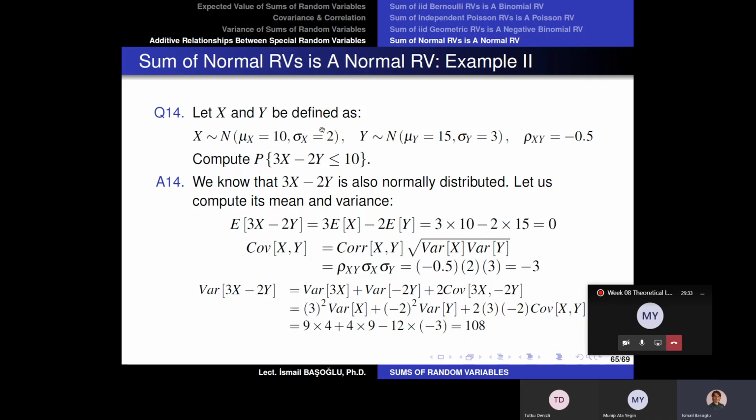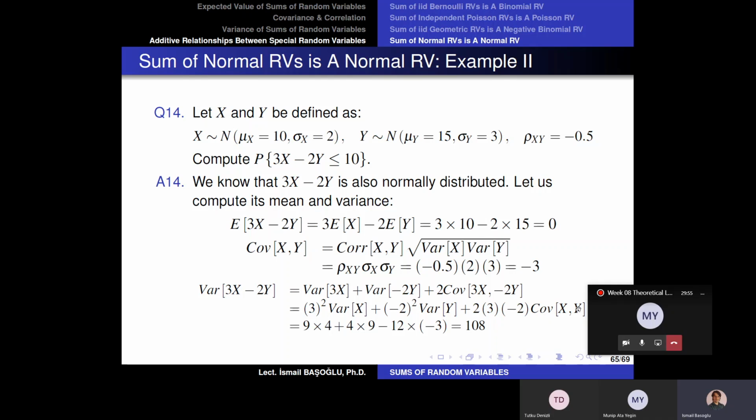and therefore the result is going to be 9 times the variance of x. What is the variance of x? It is the square of the standard deviation, right? So it is going to be 4. So 2 squared, 4. Plus we have 4 times the variance of y, and the variance of y is going to be 9, minus 12 times the covariance between x and y.